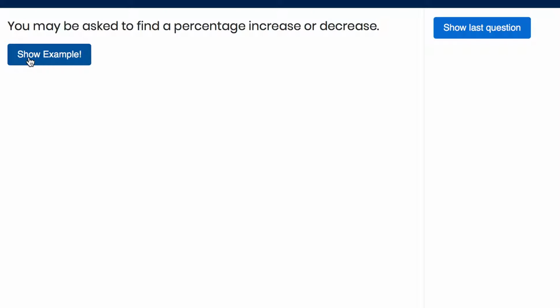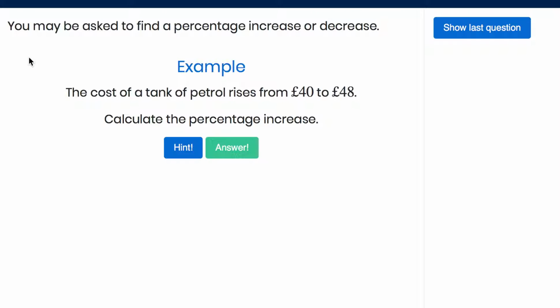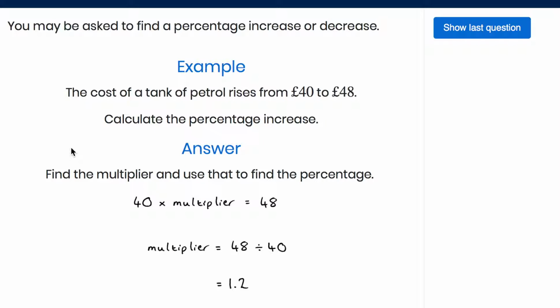Okay, here is an example. The cost of a tank of petrol rises from £40 to £48. Calculate the percentage increase. Okay, here is the answer. We find the multiplier and use that to find the percentage. So you do 40, which is our original price, times by the multiplier, which is the decimal we need to find, equals 48, which is our end price.